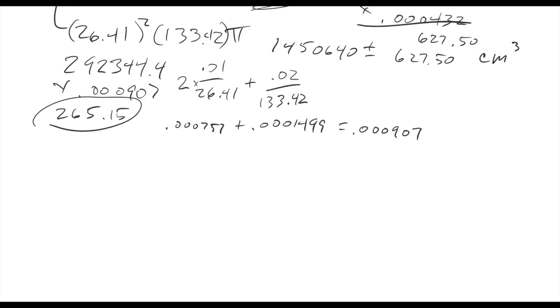All right. If I want to convert cubic centimeters to meters because it's more manageable, that's going to be 1.4506, I'm just dividing by a million, plus or minus 0.0002652. And then I'm going to subtract off my cylinder.